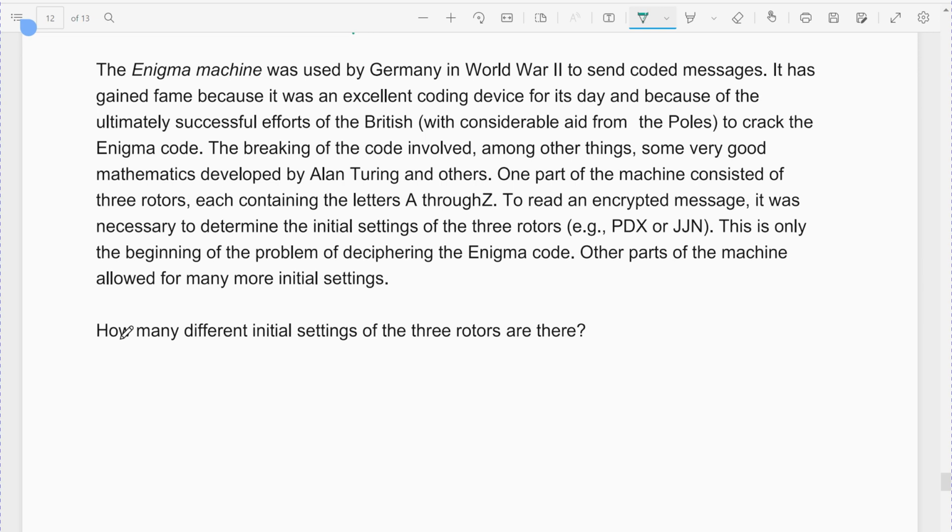To read an encrypted message, it was necessary to determine the initial setting of the 3 rotors, meaning the initial letters. So the letters could be anything in the alphabet, and again, you could repeat, right? Letters like PDX or JJN. So they do allow repeats. This is only the beginning of the problem for deciphering, so we're just going to look at the number of ways we can set up the rotors. What are the number of ways you can set up the 3 letters for each of the rotors? So again, we're picking 3 letters, and order matters, but we are allowed repeats.